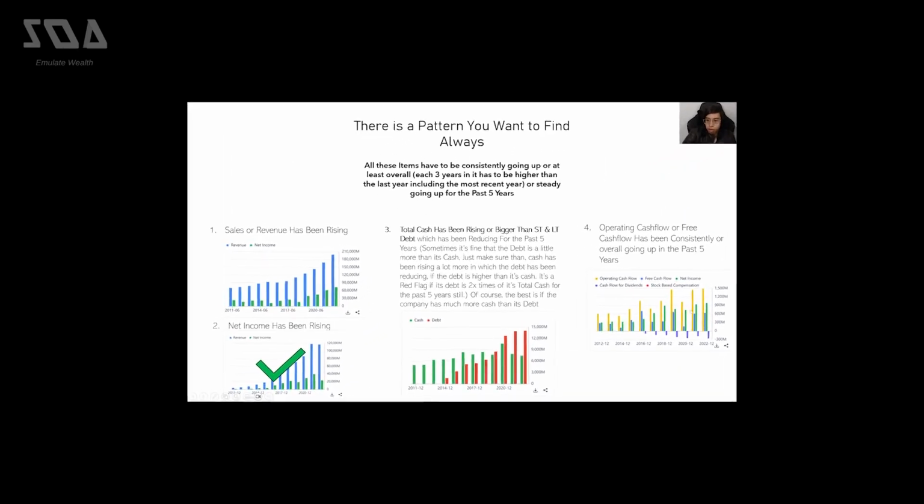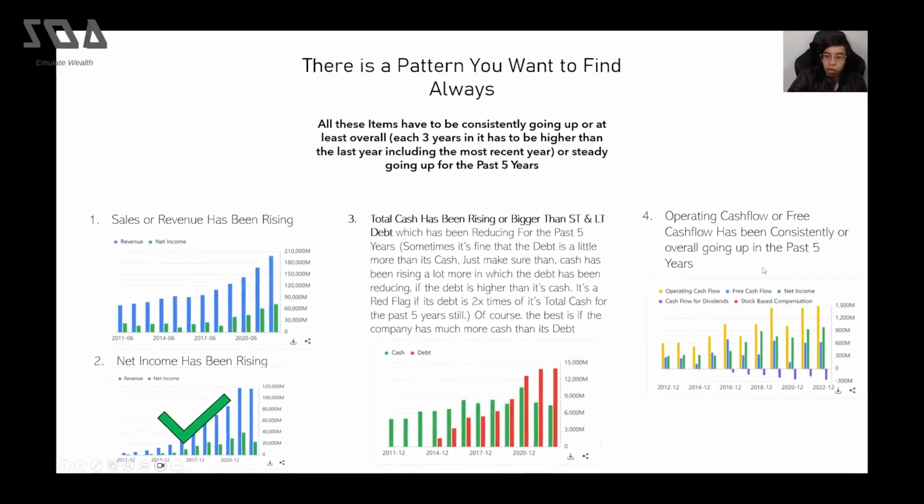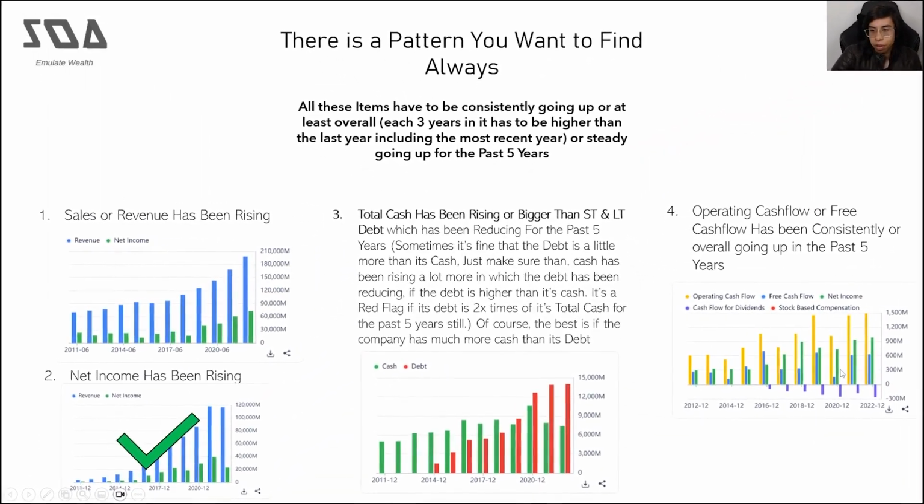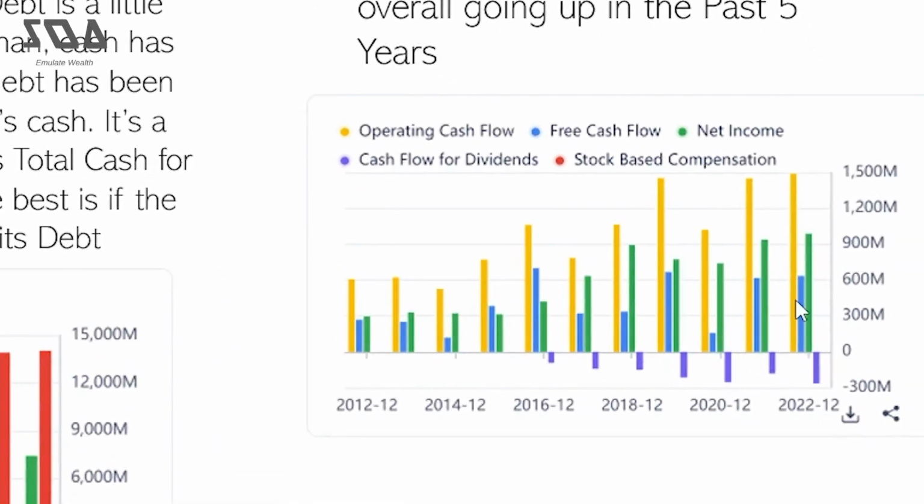Look at this. This is a perfect example of what you want to look for in the cash flow. Overall, it's been going up for the past 5 years. It was high here, it went down. The next year, it went up to the same level, and then the next year it went higher, right? This overall is showing you that the cash flow has been increasing as years pass by. And that's what you want to look for in the past 5 years.